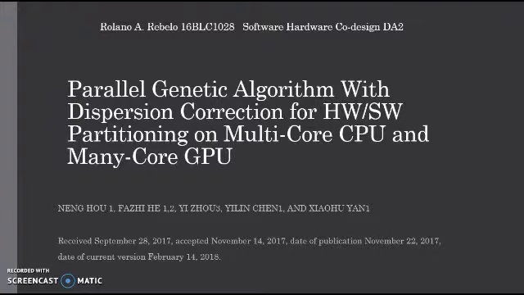So, the name of the IEEE research paper that I've chosen is Parallel Genetic Algorithm with Dispersion Correction for Hardware-Software Partitioning on Multi-Core CPU and Many-Core GPU. So, the authors are as mentioned over here. And this research paper was received on September 28, 2017 and accepted on November 14, 2017, and the date of publication is November 22nd, 2017. The date of current version is February 14th, 2018.